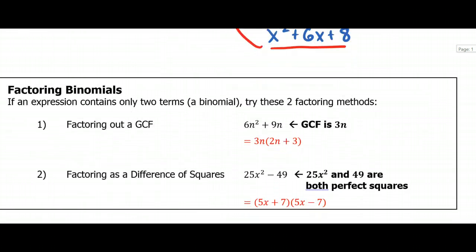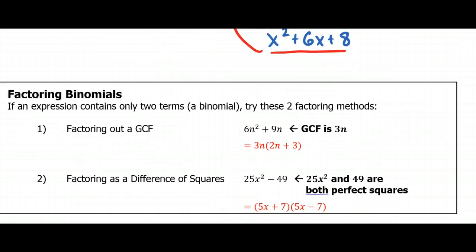So the first thing I want to talk about is how we factor binomials. Okay, so if an expression contains only two terms, then we call it a binomial. And if you see a binomial, you're going to try these two different factoring methods. Okay, these are the two methods you're going to try for binomials. First, we always try to factor out a GCF. Okay, no matter what. We always try to factor out a GCF.